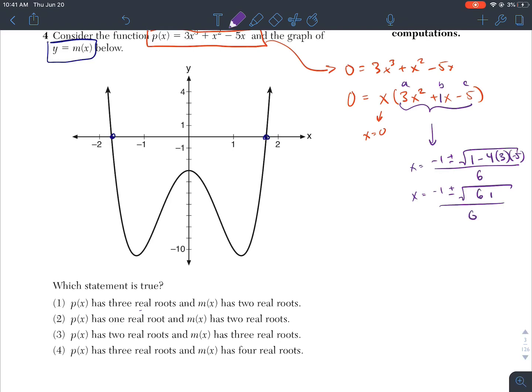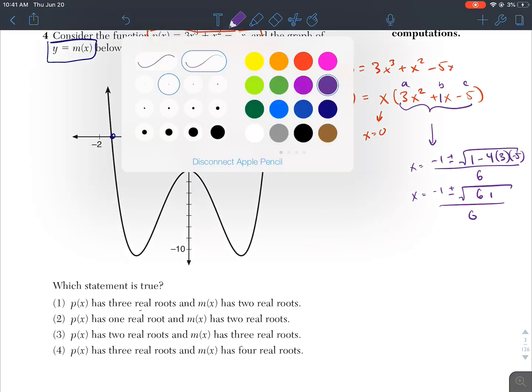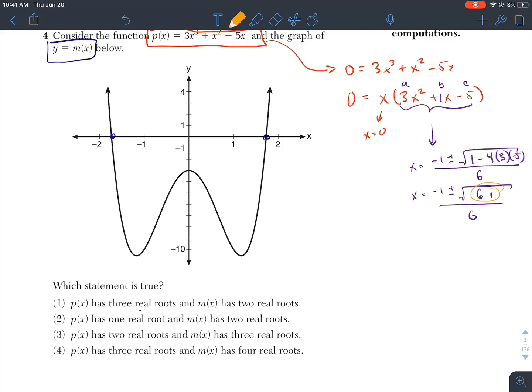I may have made a mistake in the math, but I don't think so. The important thing, though, is you can tell, because this is a positive number, that you're not going to be getting any imaginary numbers. So you're going to be getting one solution from adding, one solution from subtracting, and x equals 0 for a total of 3 solutions that we expect from the highest power being 3.